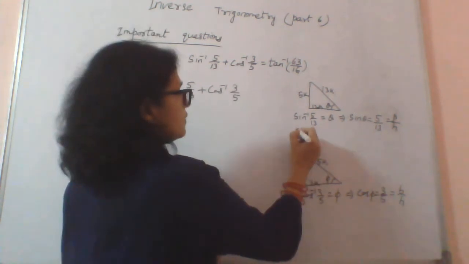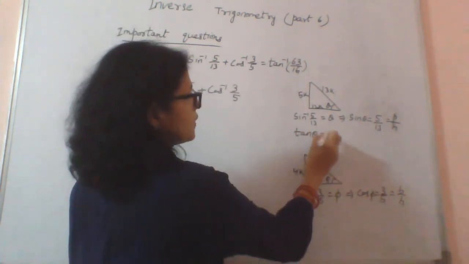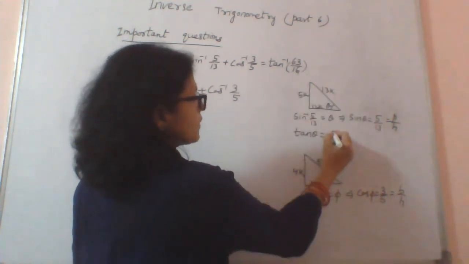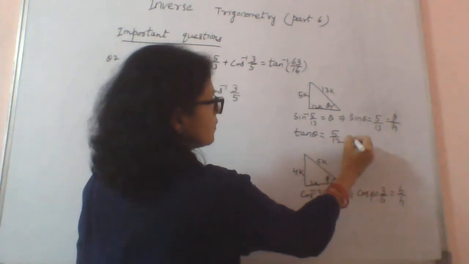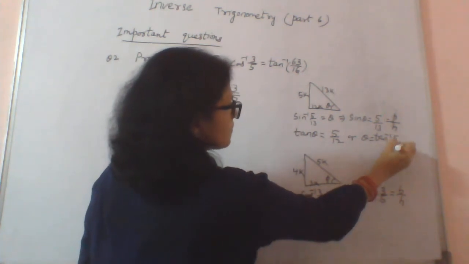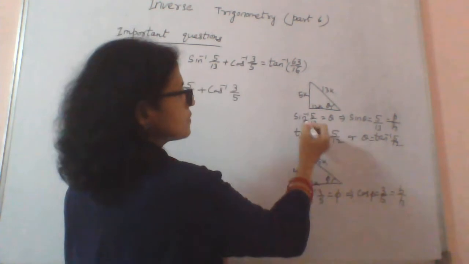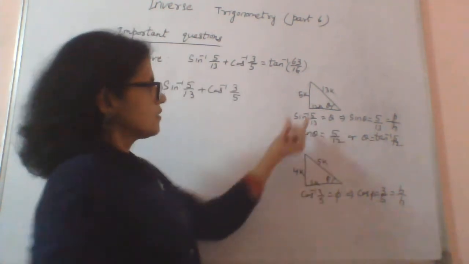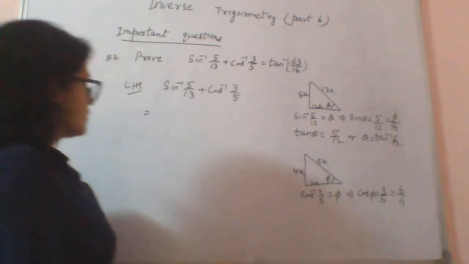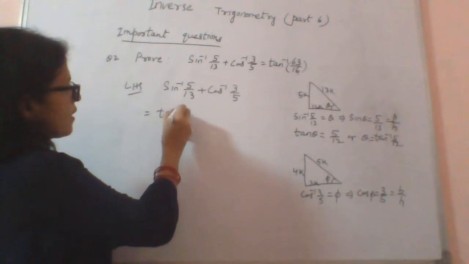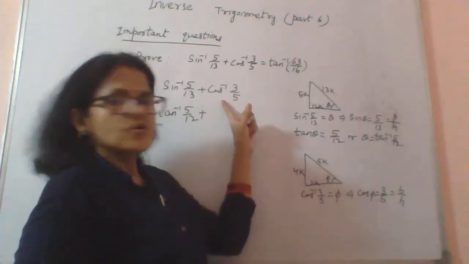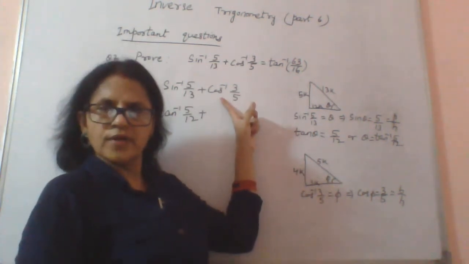So we want tan. So tan theta equal to what? Tan theta will be p by b. So 5k by 12k, 5 by 12, or theta is tan inverse 5 by 12. So theta means sin inverse 5 by 13. So sin inverse 5 by 13 equal to tan inverse 5 by 12. So here I can write tan inverse 5 by 12. Okay, so next cos inverse, we have to convert it into tan inverse.